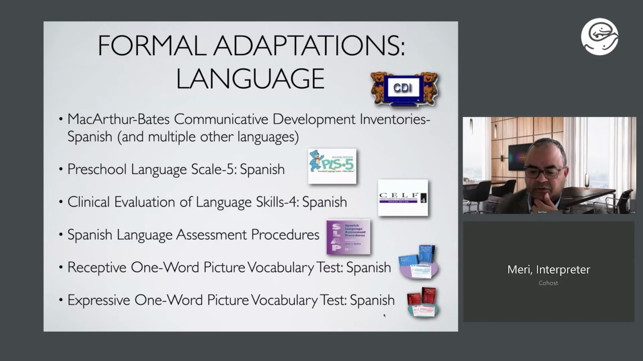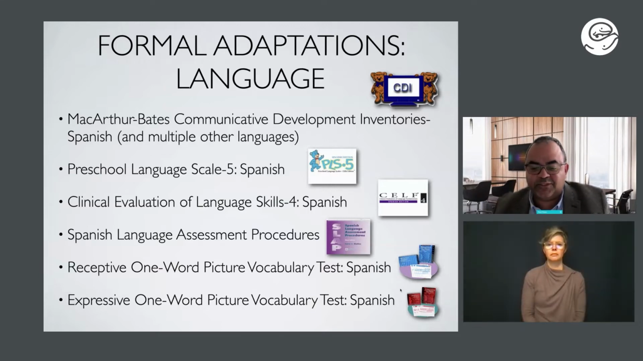And then these last two are used quite a bit. And they're nice in the sense that they have a very wide age range all the way through adulthood. It's the ROWPVT and the EOWPVT. It's a mouthful. And they're called the Spanish or the bilingual edition. And these are normed on Spanish English speakers in the US. These are great for vocabulary. They're not great for anything other than vocabulary, right? So if for some reason you just really want to know about vocabulary, these two are great.